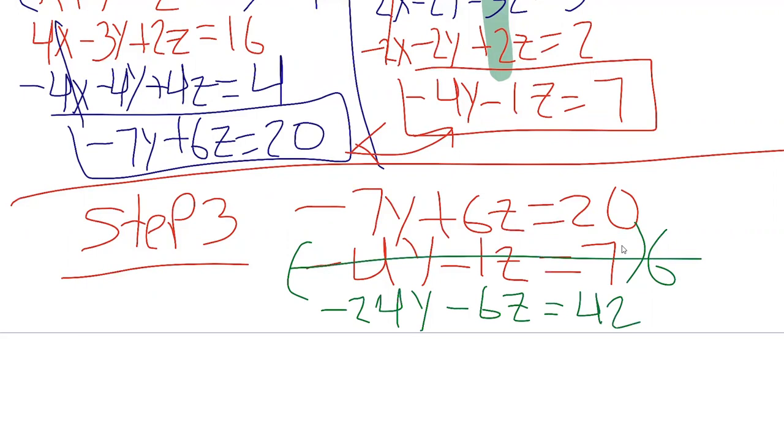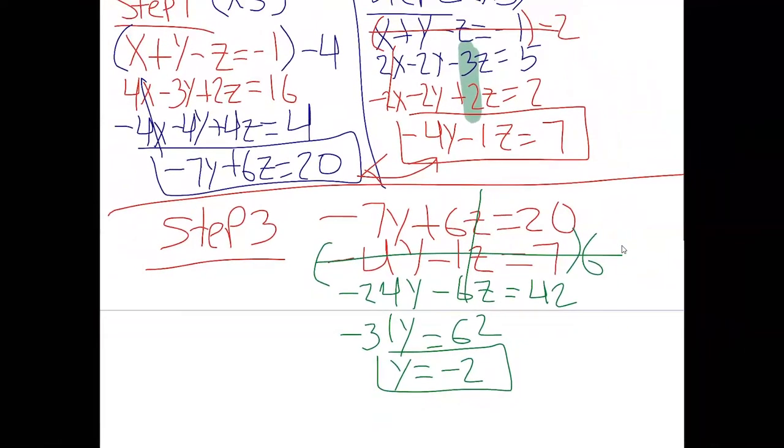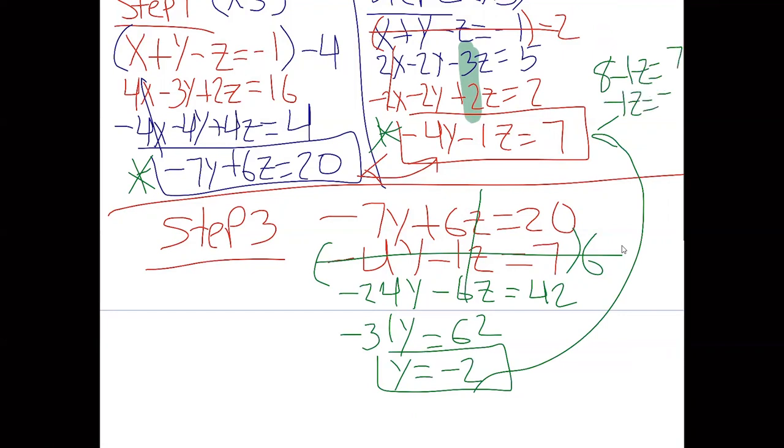So if we do our elimination, we would get -31y. Z's go away. 42 plus 20 would be 62. If we divide, we'll get our y is -2. So we can plug this result into either one of these equations we had here or here. I don't know, I'm going to plug it into this one here. So -4 times -2 would be +8. Minus 1z equals 7. If we subtract the 8 over, I'd have -1z equals -1. Divide, you'll get z is +1.